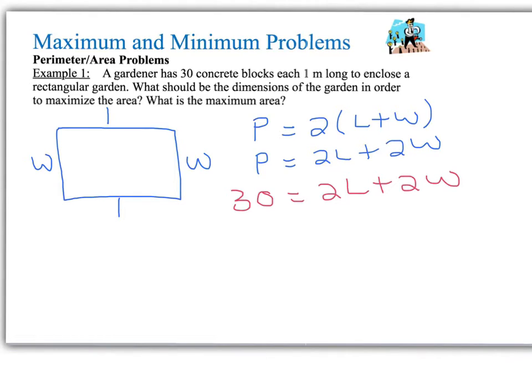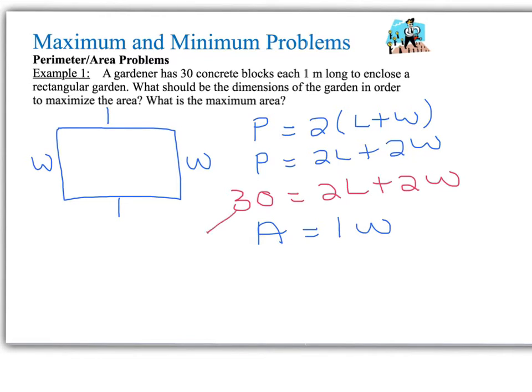We also have area that needs to be maximized. The area formula for a rectangle being length times width. So the problem with solving is that we have two variables, but we have two equations, both with the same variables. So we can solve for either the length or the width in the perimeter formula and substitute that isolated variable into the area formula.